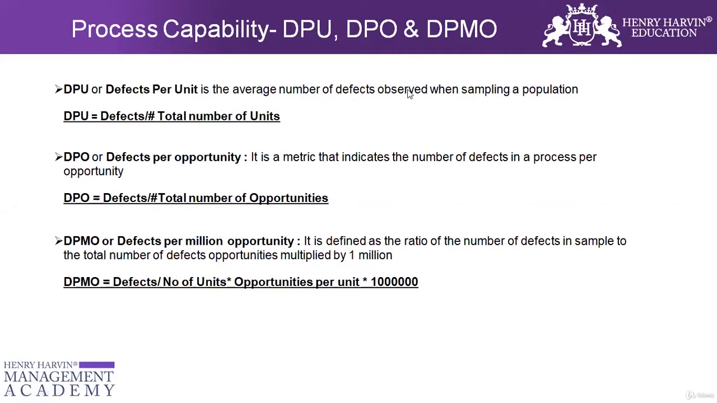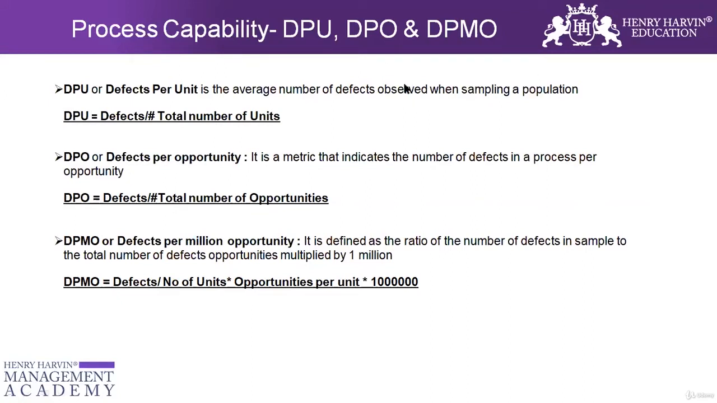So we say that while calculating the process capability, we have defects per unit and defects per opportunity. Defects per unit is applicable in a case when we don't have any sort of opportunities in any of the units that we have, which means we have 100 units which have been produced, and out of 100 units we have 5 defects, let's say. In order to calculate defects per unit, it is very, very simple: defects divided by total number of units.